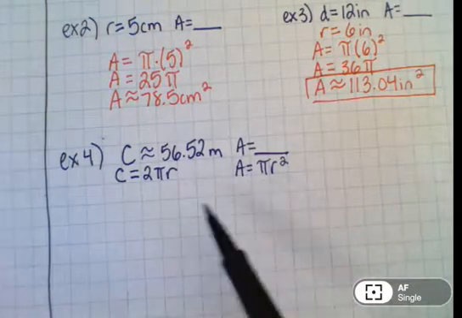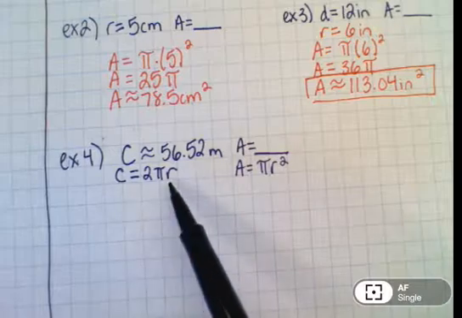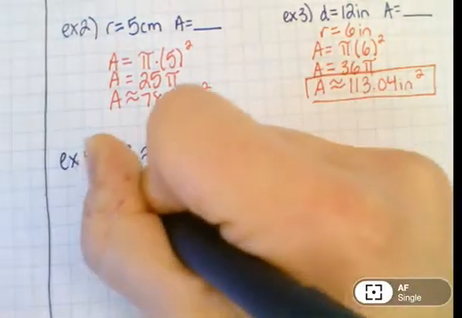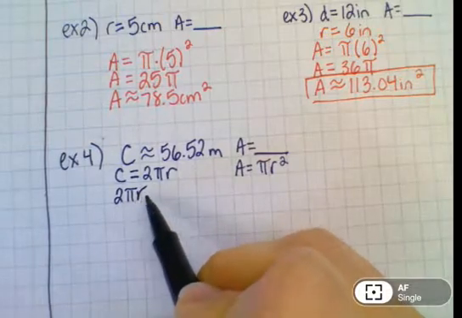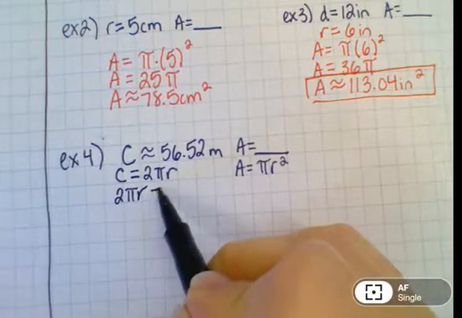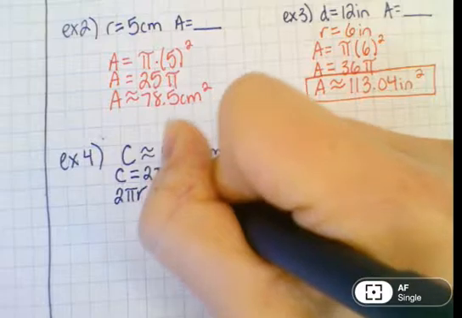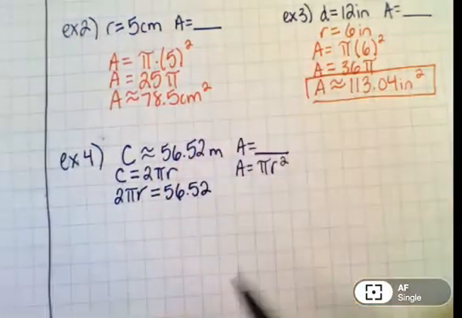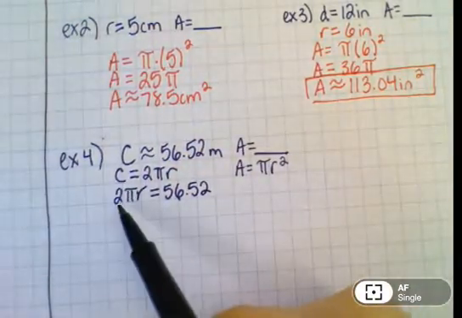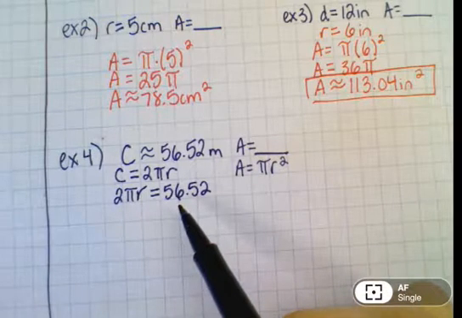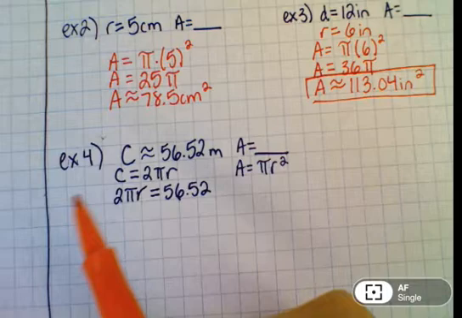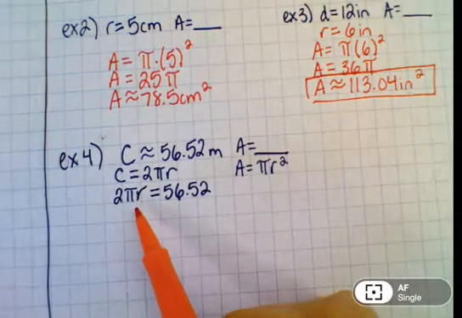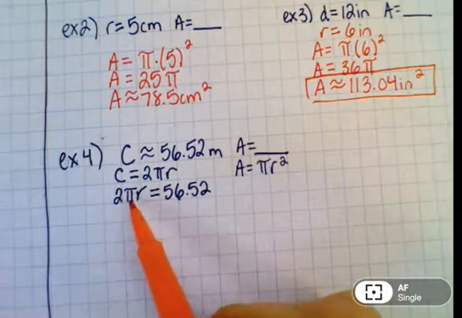So let's begin. 2 pi r is the circumference. I don't know what the radius is yet, so I'm leaving the r there. But what I know is that the circumference is equal to 56.52. So however this works out, it's going to have to equal 56.52. And this is an equation that we can all solve. It's a little tricky how to deal with this pi.